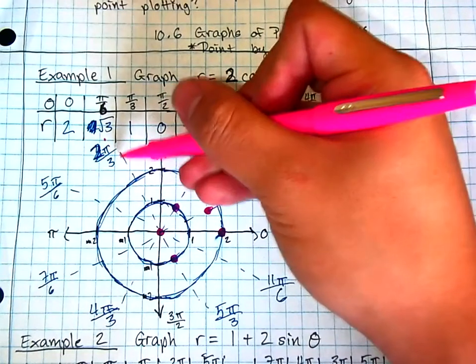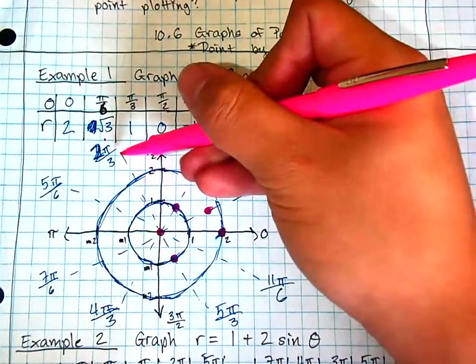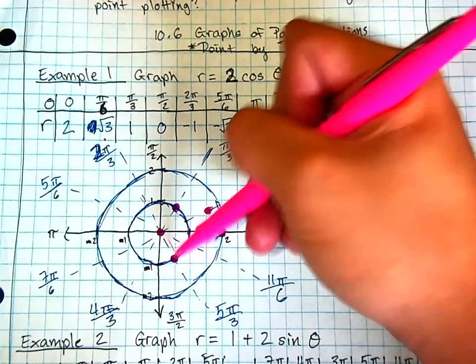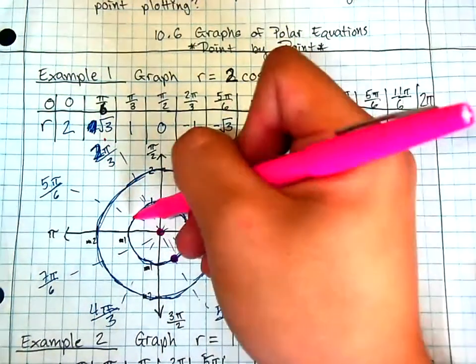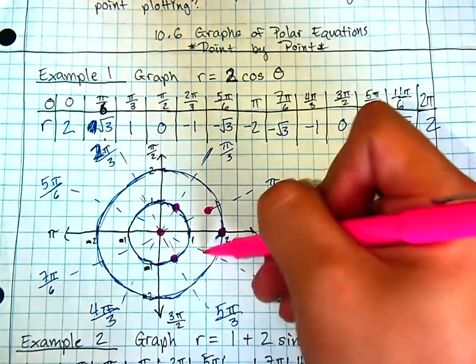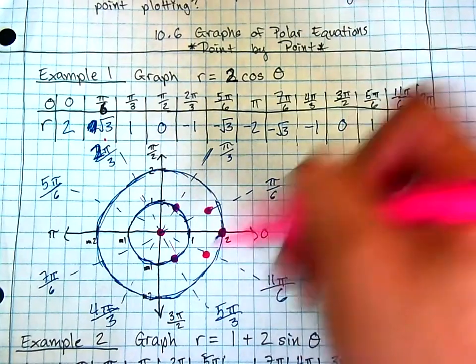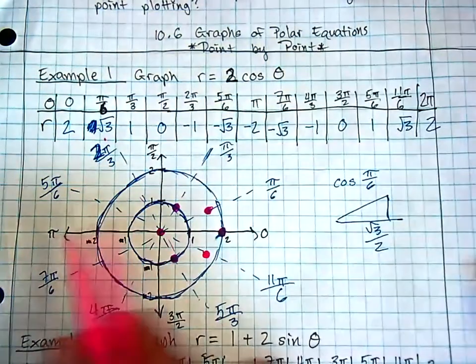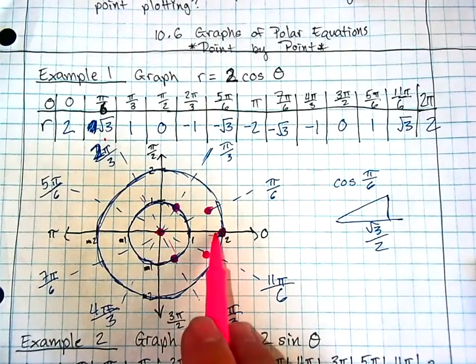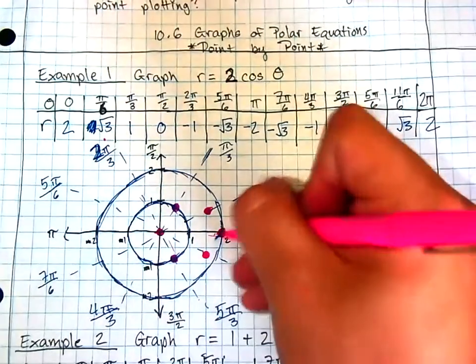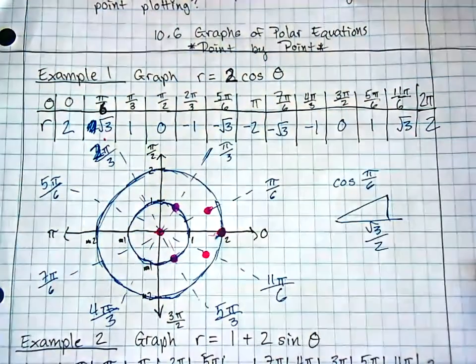Again, 2 pi over 3 is this way, this axis right here, and I'm going in the negative 1 direction. Okay? 5 pi over 6 over here, and I'm moving in the negative radical 3 direction, so somewhere over here. And then over at pi, I'm moving in the negative 2 direction, so I'm moving backwards 2 on pi. Okay? And I end up at the same exact point.